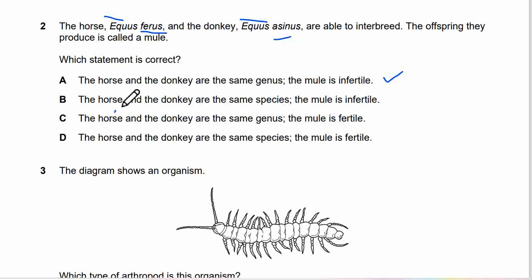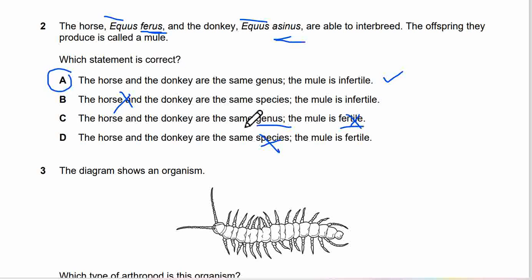So this answer is definitely wrong. The horse and donkey are the same genus, and the mule is fertile? No, the mule is infertile. It means the mule cannot breed. Between mules, they cannot breed and produce offspring. Horse and donkey are the same species? It is not, because they are of different species. So the possible answer is A for number 2.